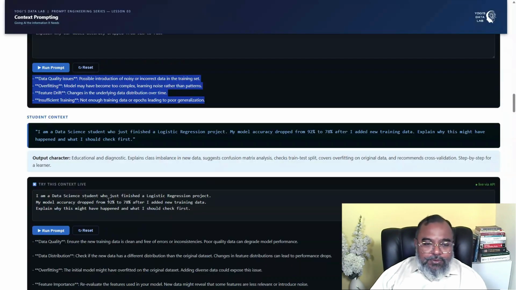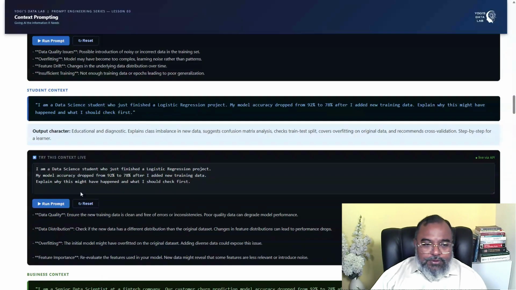I am a data science student who just finished a logistic regression project. My model accuracy dropped from 92% to 78% after I added new training data. Explain why this might have happened and what I should check. So, what does it do? It goes ahead and gives a complete context of who the person is, what the task was, the current state of what has been done, and what the goal is.